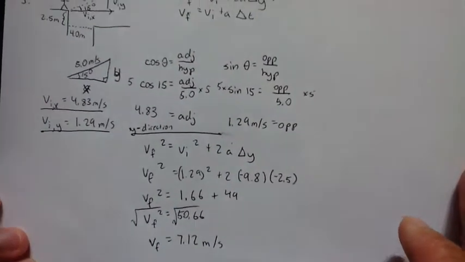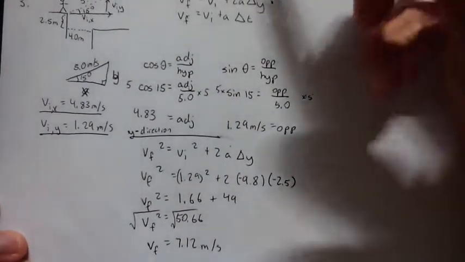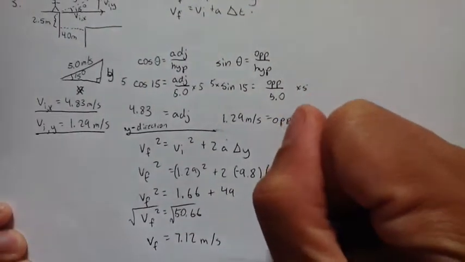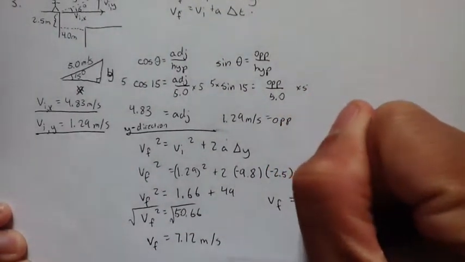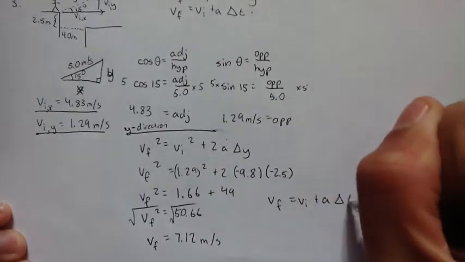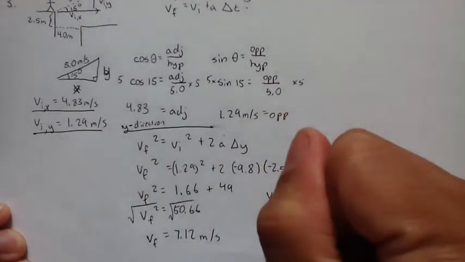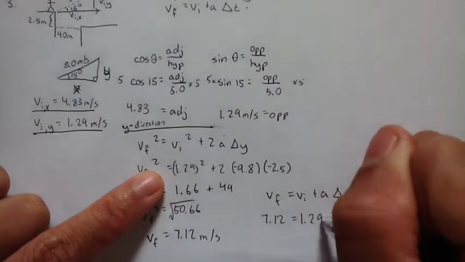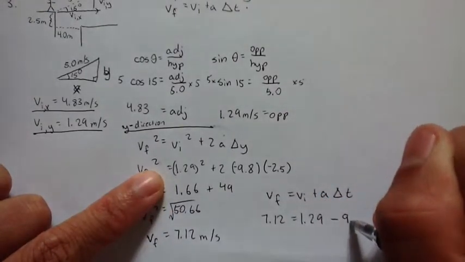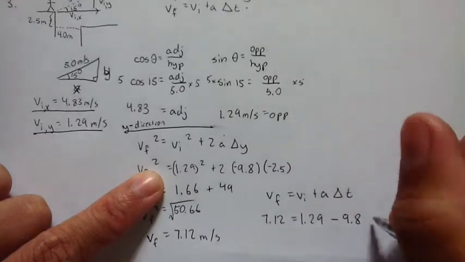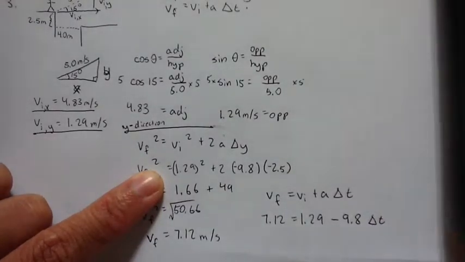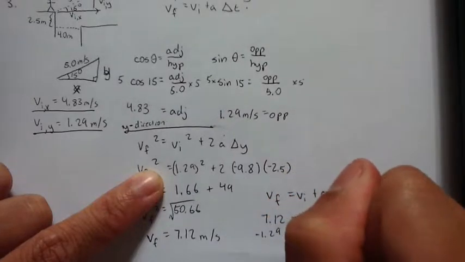Now that I know my final velocity, I can plug it into this equation. So final velocity equals VI plus A delta T. My final velocity is 7.12. My initial velocity was 1.29. My A is negative 9.8. And I'm going to find how long I've been in the air. So first I subtract 1.29 from both sides.